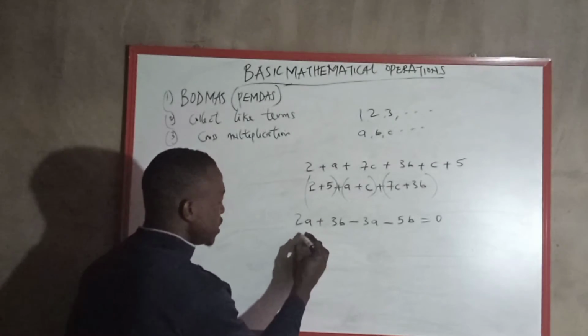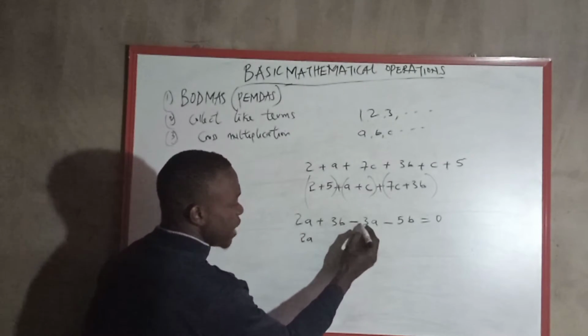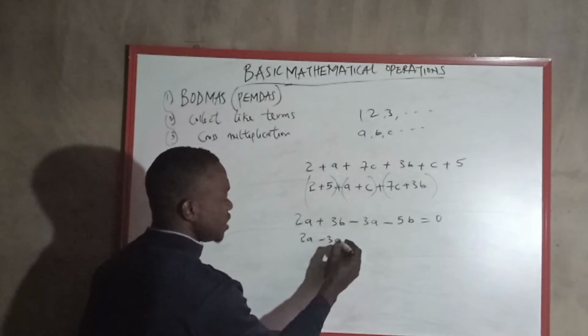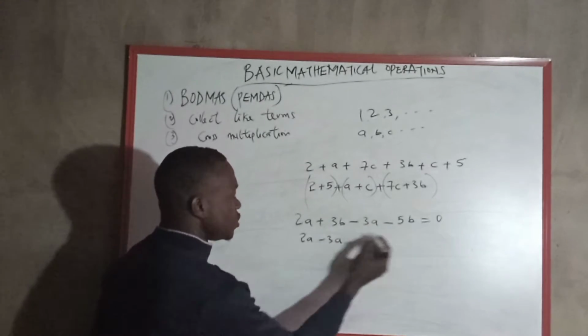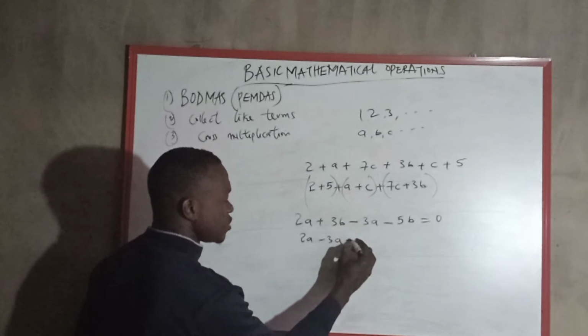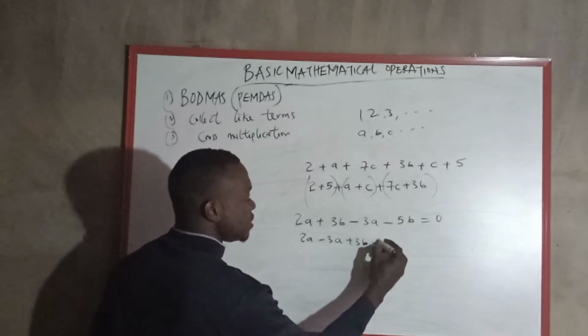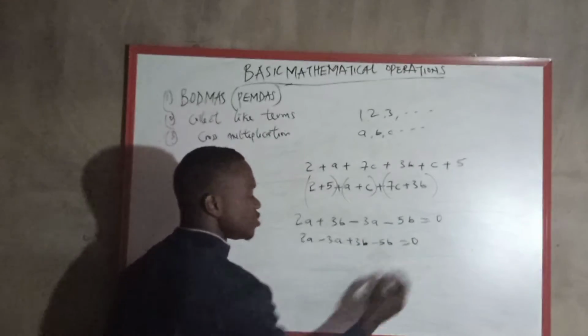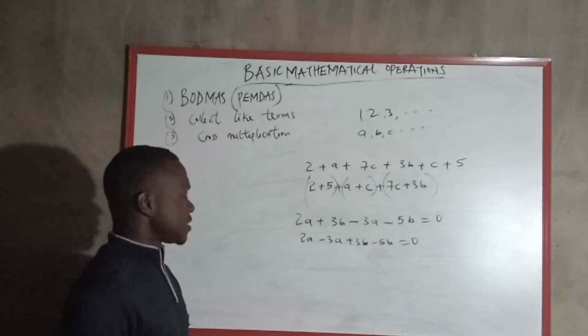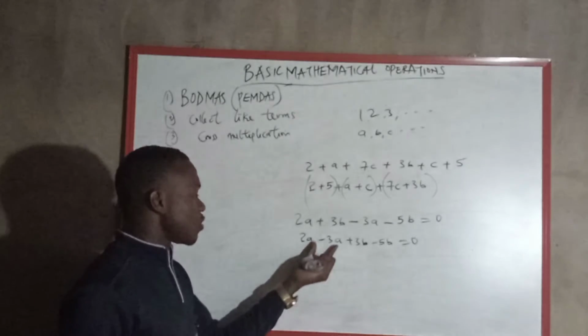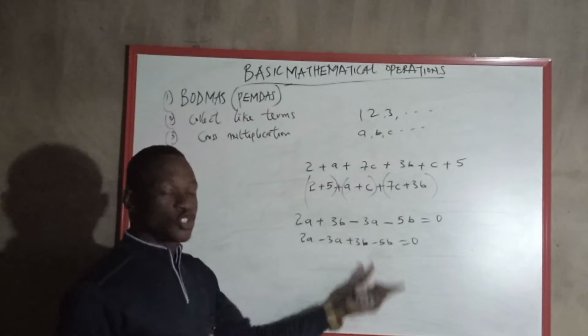So we can start with the A. We have 2A, then we have minus 3A. Do we have any other A again? No. The next is plus 3B. So we have plus 3B. Then we have minus 5B is equal to 0. Now we have collected like terms. So now we can easily do the addition or the subtraction.